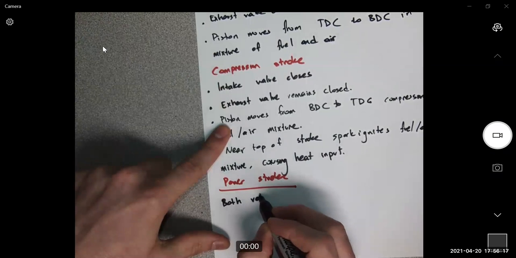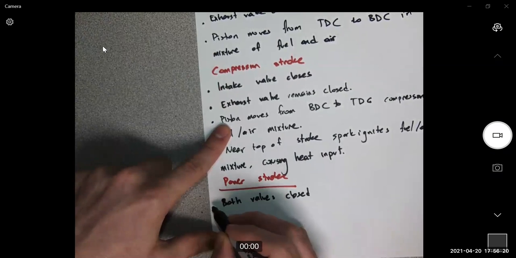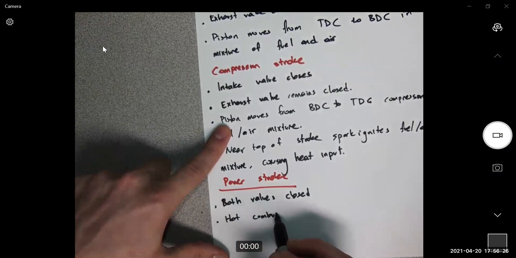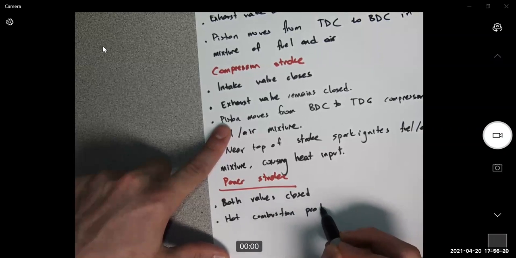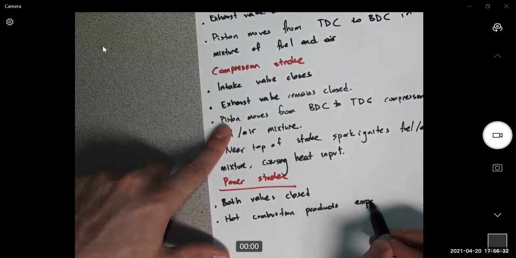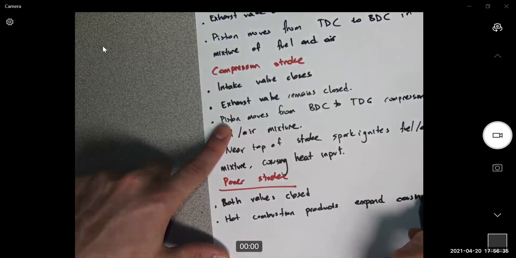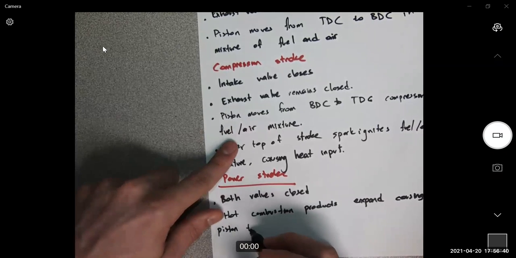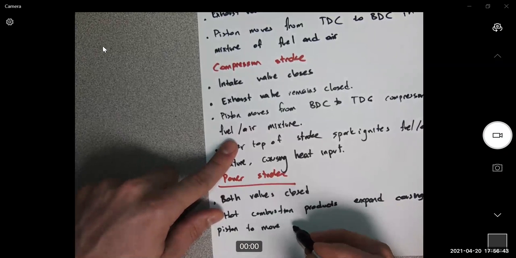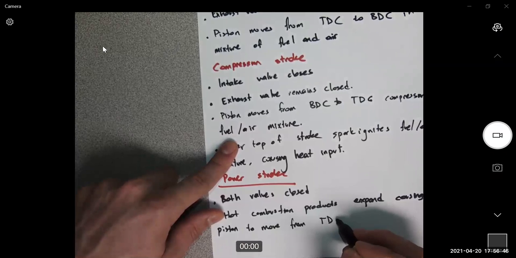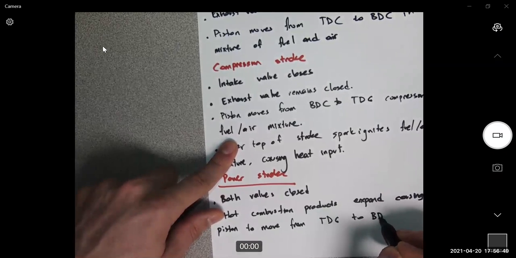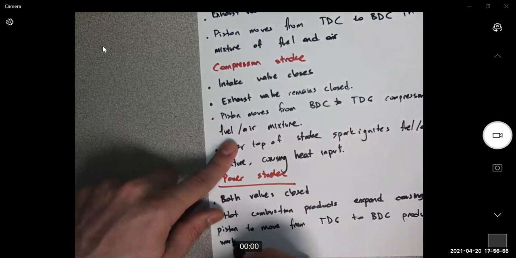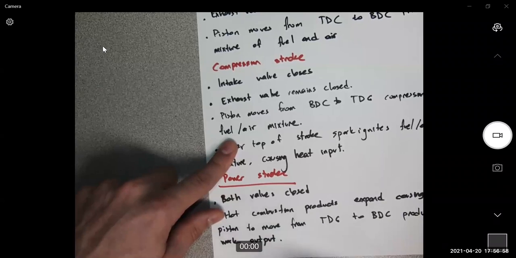Both valves close. Hot combustion products expand, causing the piston to move from top dead center to bottom dead center, producing work output.